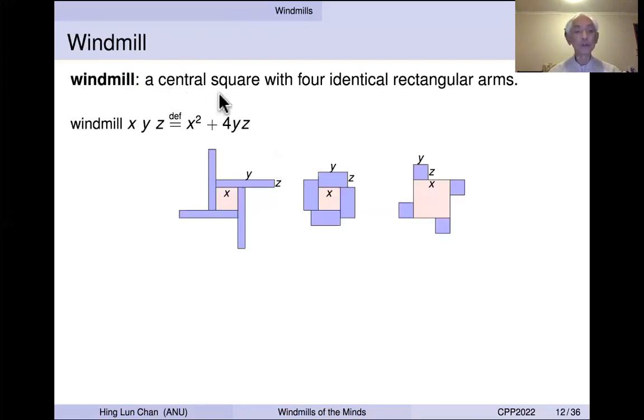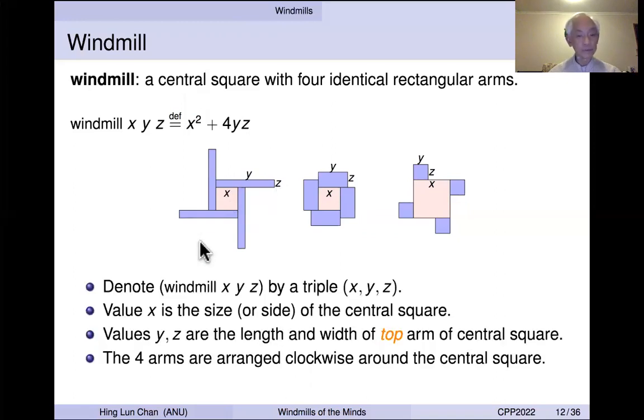So a windmill is just a central square with 4 identical rectangular arms. And I shall use this expression, windmill x, y, z, representing x squared plus 4yz. And these are the various forms of windmill, depending on the relative size of the values x, y, and z. I shall also denote a windmill x, y, z simply by a triple x, y, z with 3 components.